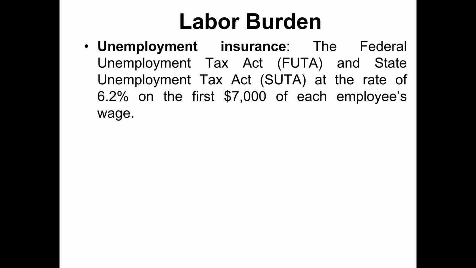The next labor burden is unemployment insurance: the Federal Unemployment Tax Act and the State Unemployment Tax Act, at the rate of 6.2% on the first $7,000 of each employee's wages. We will learn in the numerical how we are going to apply this federal unemployment tax or state unemployment tax. In the USA we have the federal government and the state governments, like New York State and California. So this rate is 6.2% on the first $7,000 of the employee's wages.